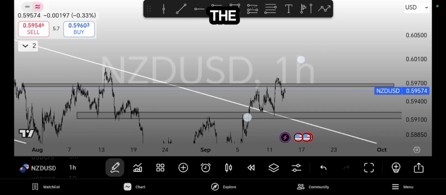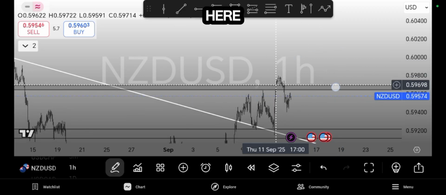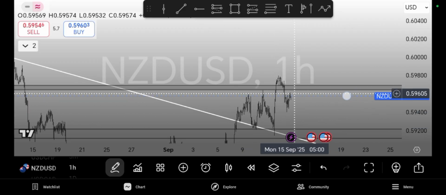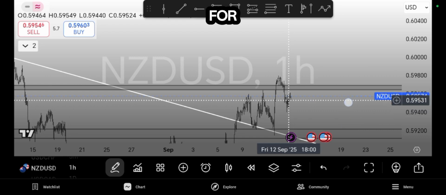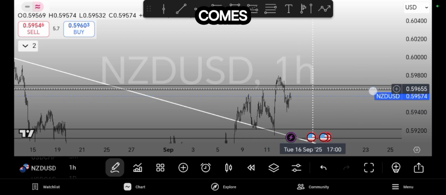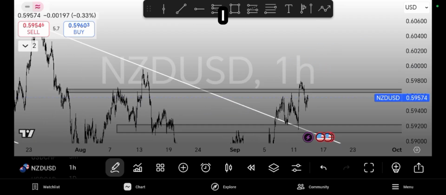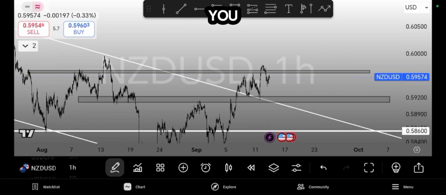So as you can see right now, the market did break above this particular high level over here, but again it broke down below. So at this point, I personally won't be trading at this level. What I will be waiting for is for the market to break above, come back to retest, and then push straight up. That's what I personally will be waiting for. Because remember, in Forex, you can analyze and find your entry point, but you have to wait for a clear confirmation. That's how I personally trade.